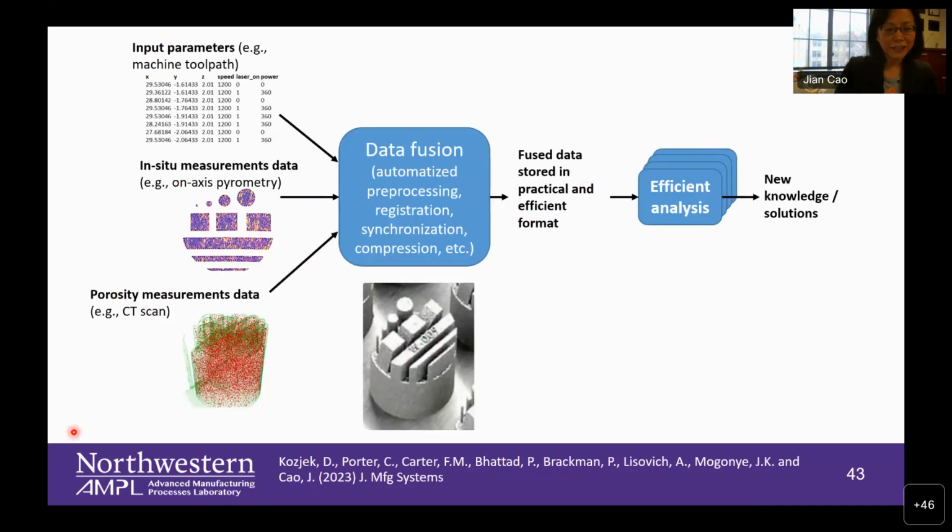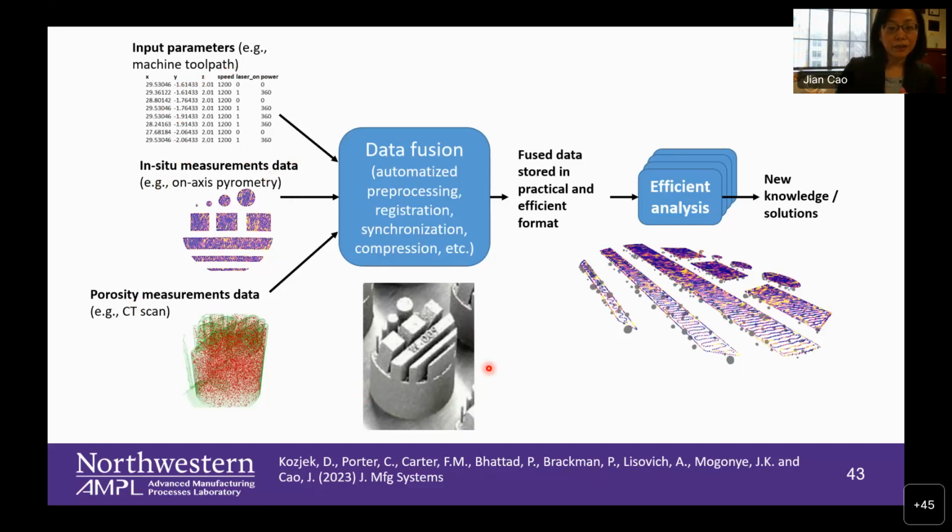Okay, that's good. So for process control, one thing that is really important is that we have lots of different data coming together, so data fusion or data alignment is important for us. For this one, we have the machine level control, as well as the post-build CT scan, as well as the in situ data. So we put all these together. You can see where the porosity is, and that will help to guide the process design.